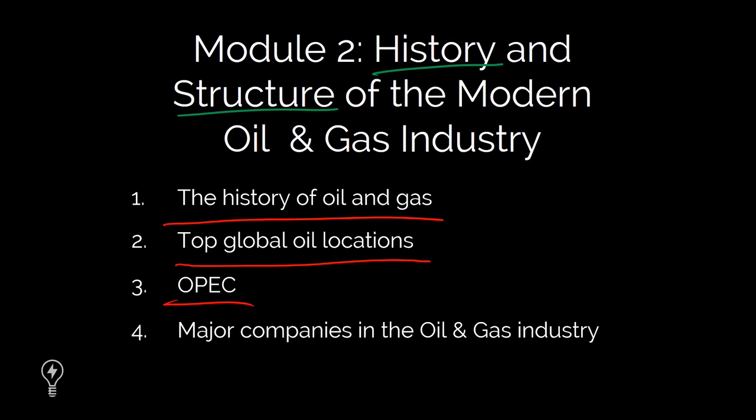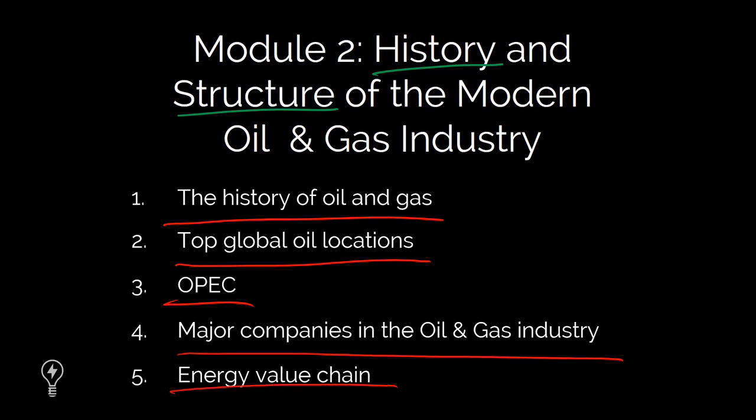Our fourth area is major companies in the oil and gas industry. In this section, we'll look at 3 categories and provide examples for international oil companies, national oil companies, and oil field service companies. And our fifth area is the energy value chain.